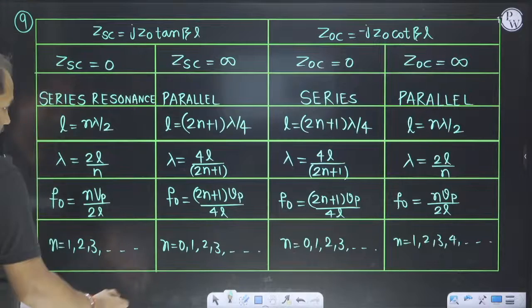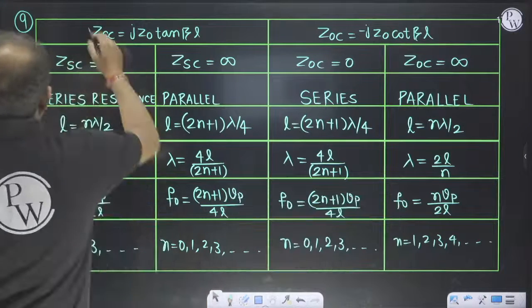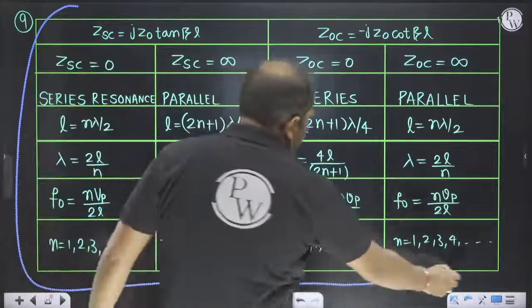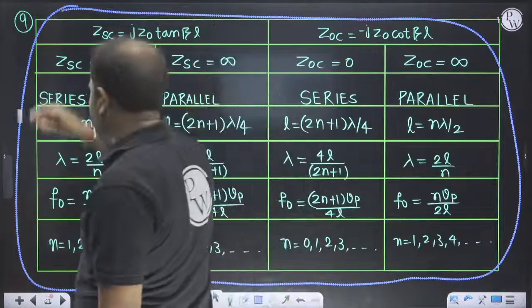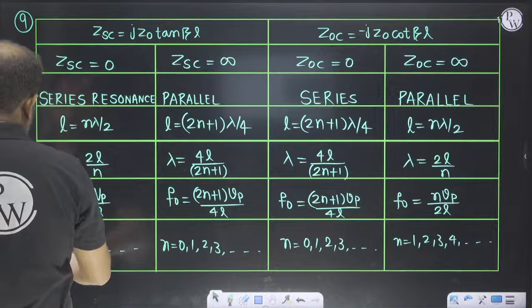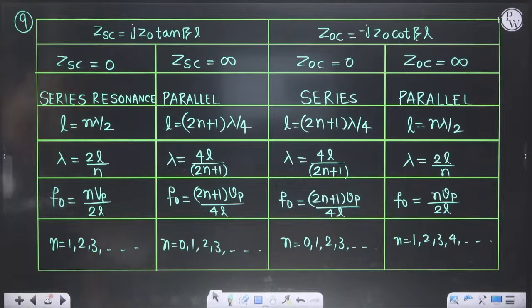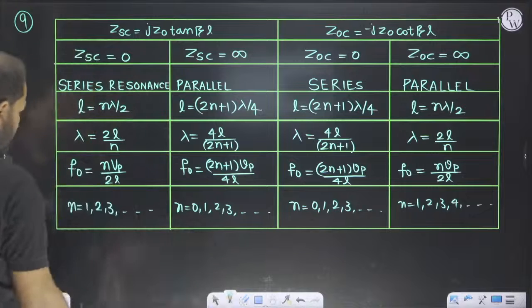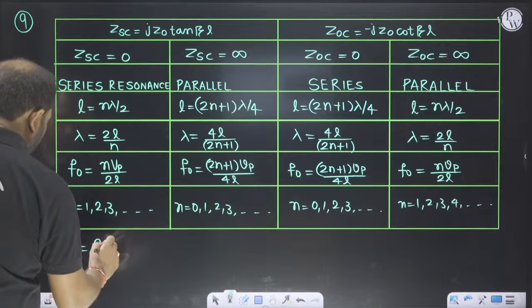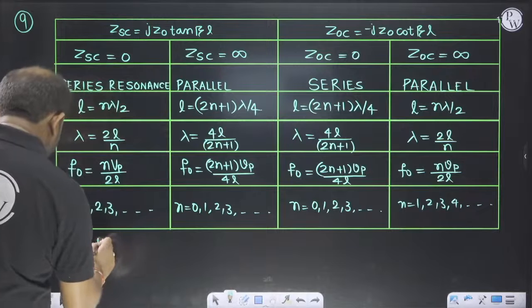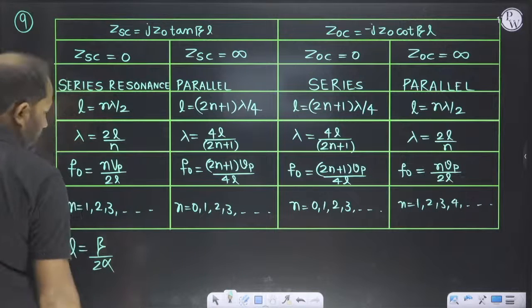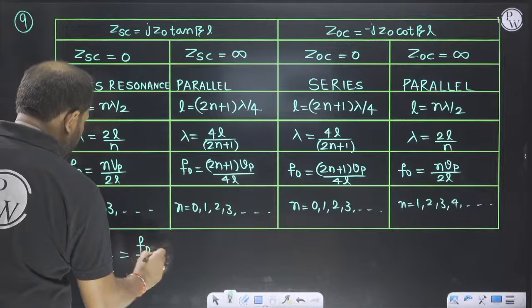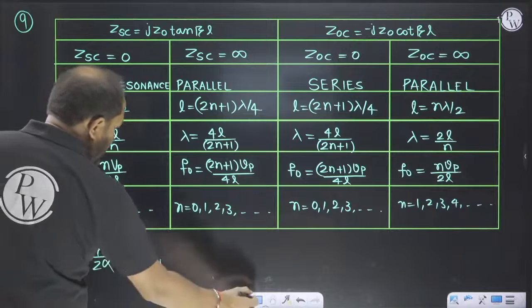And the last thing you have to know: it will not be asked in the GATE exam, but it may be asked in ECE or different PSUs, what is the value of quality factor. If resonance is there, then there should be a quality factor. The quality factor is equal to beta upon 2 alpha, and it is the resonant frequency upon bandwidth.